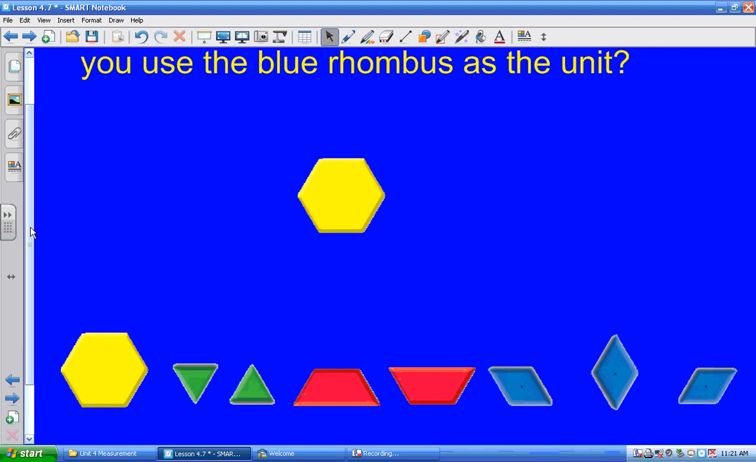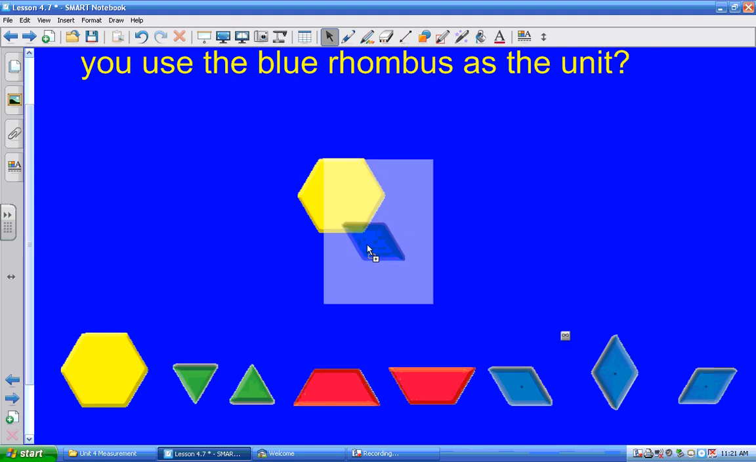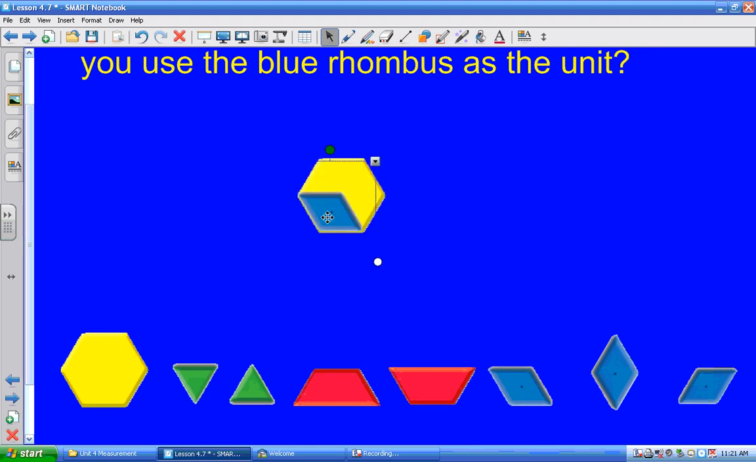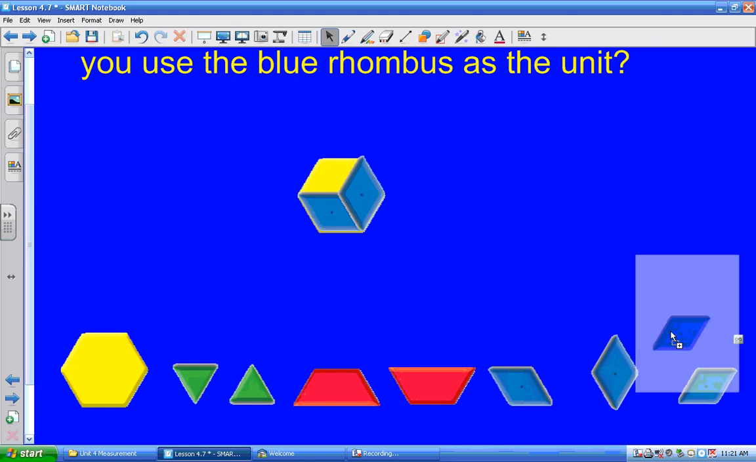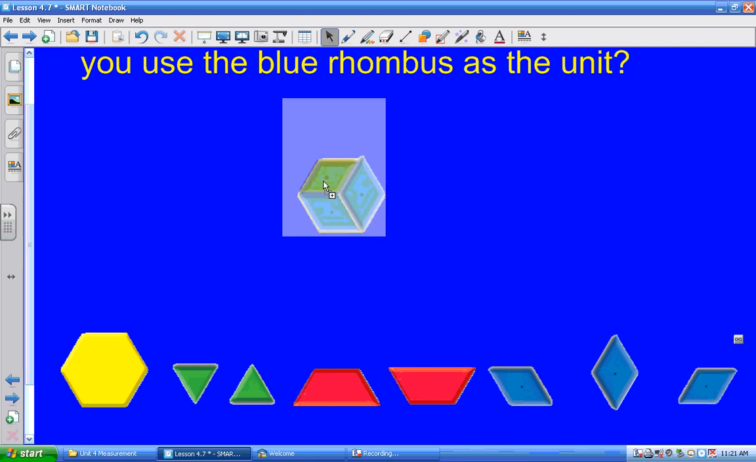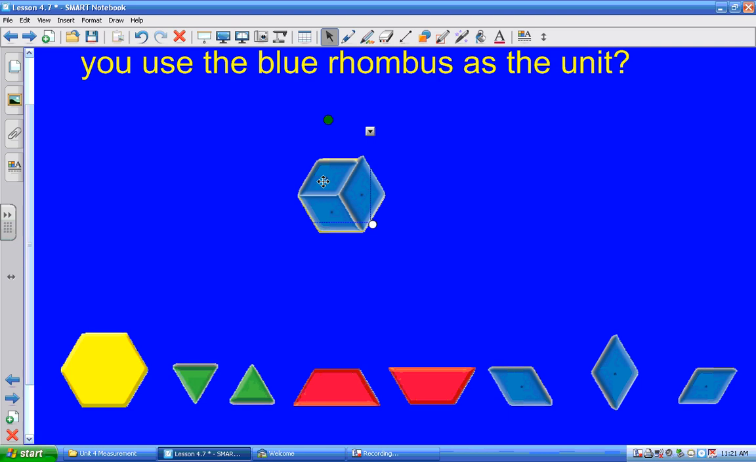We want to know how many blue trapezoids it takes to cover this hexagon here. So I'm going to grab one right here and move it over. There's one. I'm going to grab one right here and move it over. There's two. Grab one right here, move it over. It is 3. So the area of this hexagon is 3 blue trapezoids.